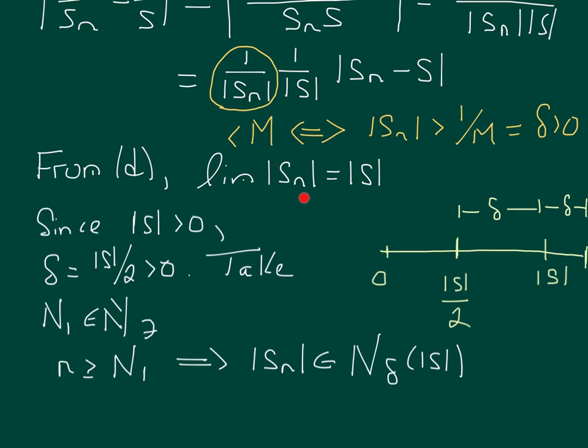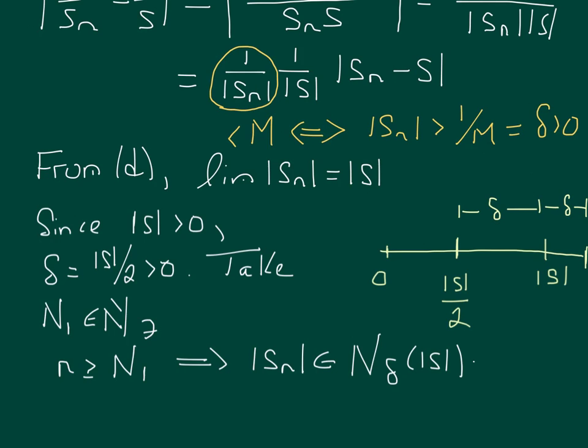Well, if the absolute value of S sub n is converging to the absolute value of S, given any delta neighborhood about the absolute value of S, we can find a capital N sub 1 such that whenever little n is greater than or equal to capital N sub 1, the distance from the absolute value of S sub n to the absolute value of S is less than delta, and therefore the absolute value of S sub n is in the delta neighborhood about the absolute value of S. Specifically, we've used theorem 3.2 part A prime, but really it's straight from the definition of convergence. Okay, well, what is this set?